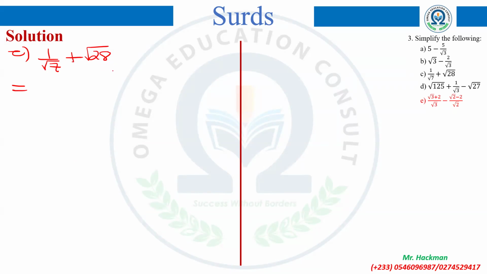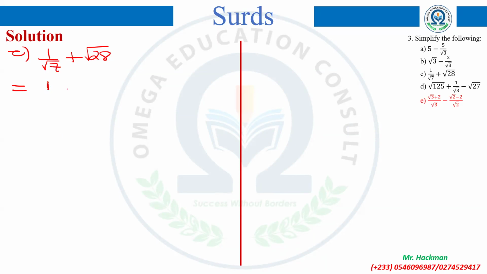Root of 28, does it contain a perfect square apart from 1? In 28, does 28 contain a perfect square apart from 1? My professors, are you there? Yes, sir. Okay, so what would that be? 4. Okay, so you keep your 1 over root of 7.